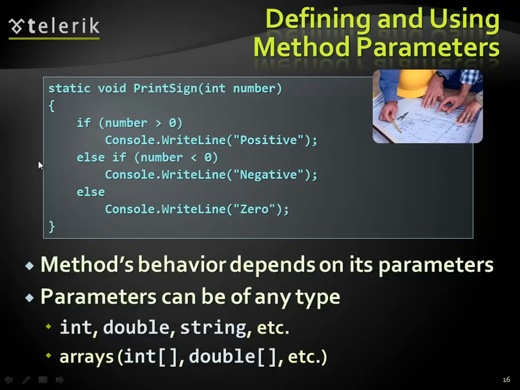So here we have a method that should print a string whether our number is positive, negative, or 0.